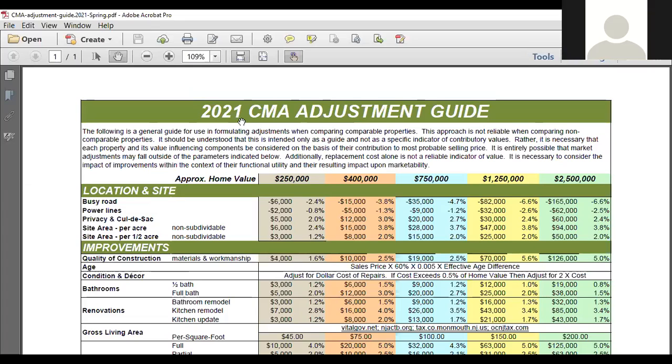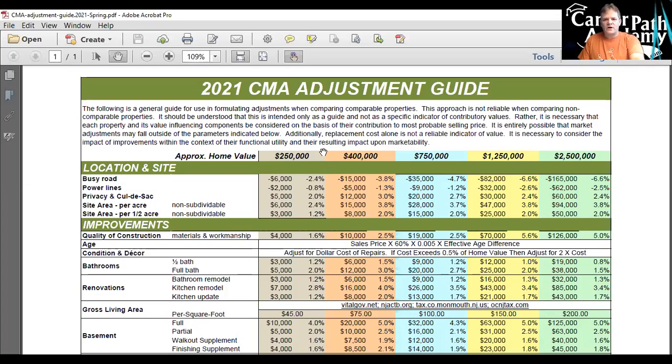If the property's valued in the 250,000 price range up to 400,000, up to 750, 1250, or 2.5 million and above, how much will the property value be affected if it's on a busy road? Well, first of all, is that going to increase the value if it's on a busy road or decrease for residential property? Decrease it. Yeah, residential property, that'll be a decrease.